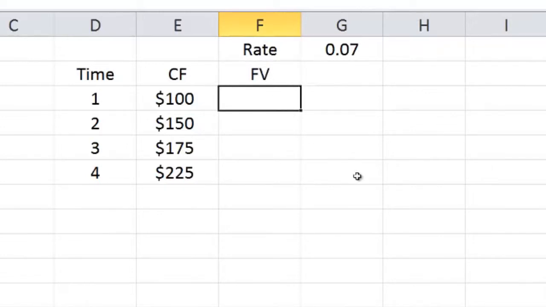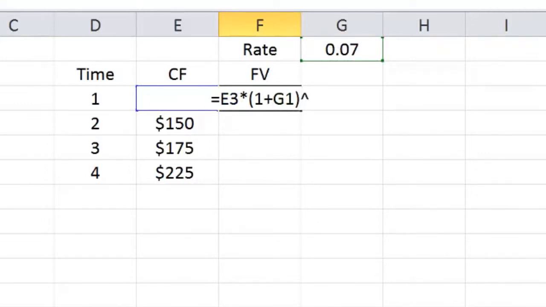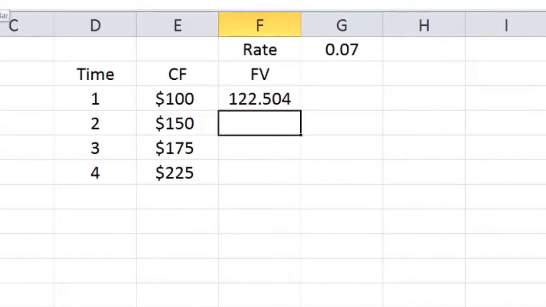So now we need to calculate future values for each of these cash flows. So we get this money at the end of period 1. We assume our terminal date is the end of period 4. So then you can invest this for 3 periods. From the end of period 1 to the end of period 2. From the end of period 2 to the end of period 3. And from the end of period 3 to the end of period 4. So that future value would be the $100 cash flow multiplied by 1 plus that investment rate raised to the third power. So $122.50.